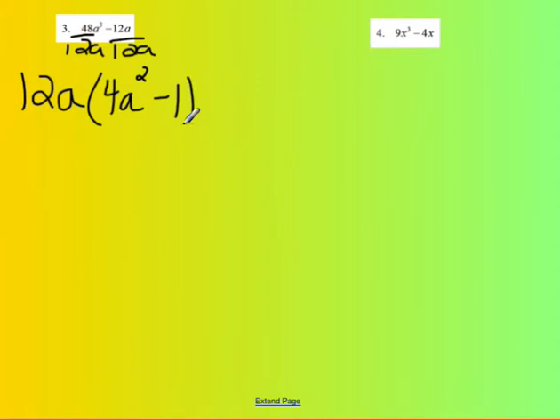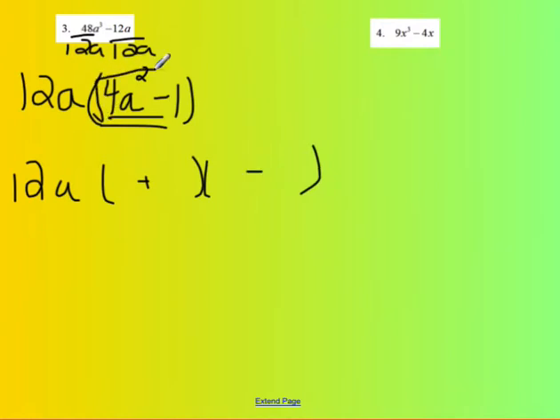So that right there is not your final answer because you can use differences of squares to factor that piece right there. So you have 12a. And now we're going to use differences of squares. So I'm going to set up my two parentheses. So I have a plus in one and a minus in the other. So the first thing I'm going to do is take the square root of the first term. The square root of 4 is 2. So I have 2 here and 2 here.